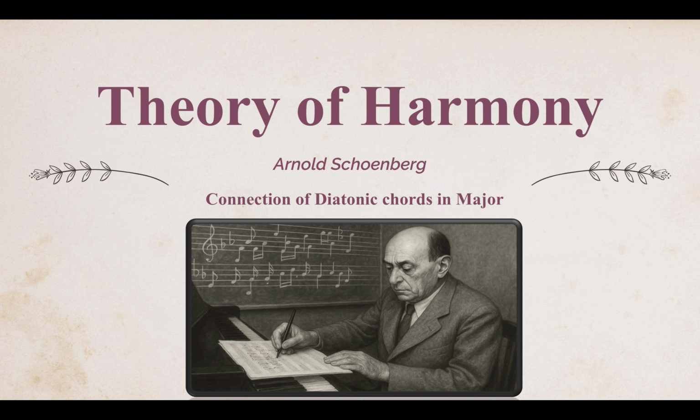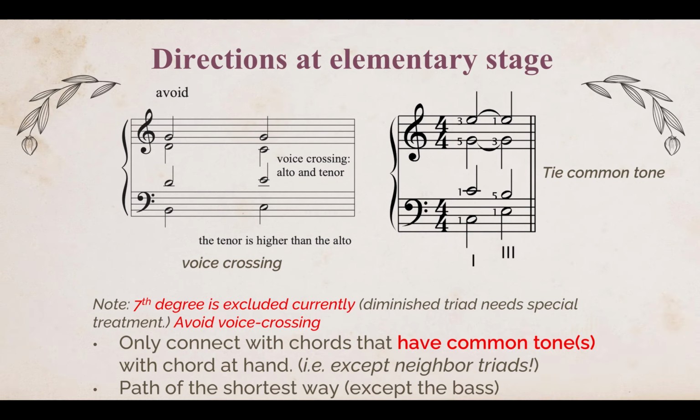Today we're continuing with Schoenberg's theory of harmony, and this is episode 4 of the series. Last time, we talked about the diatonic chords in the major scale and how to write them in four-part harmony. If you don't quite remember that, I strongly recommend watching the previous episode first. It'll really help you understand what we're doing today. In this episode, we'll try connecting different diatonic chords in four-part writing.